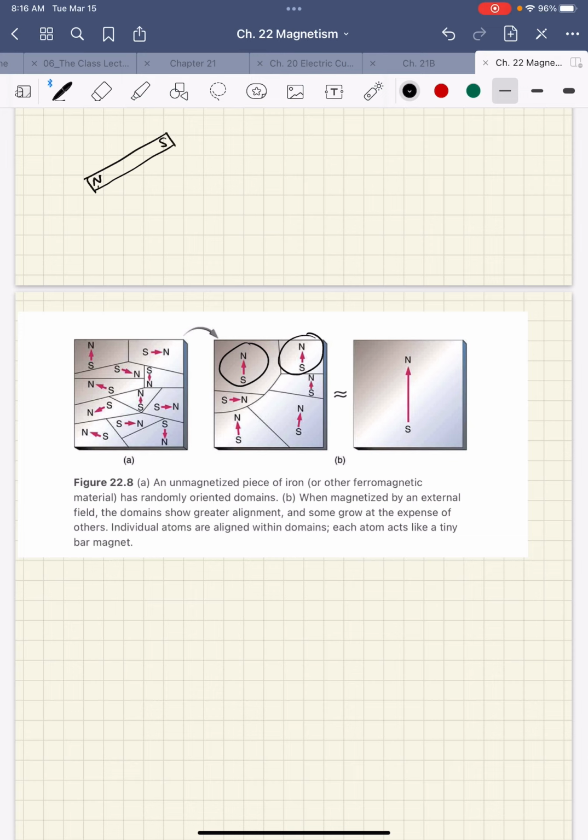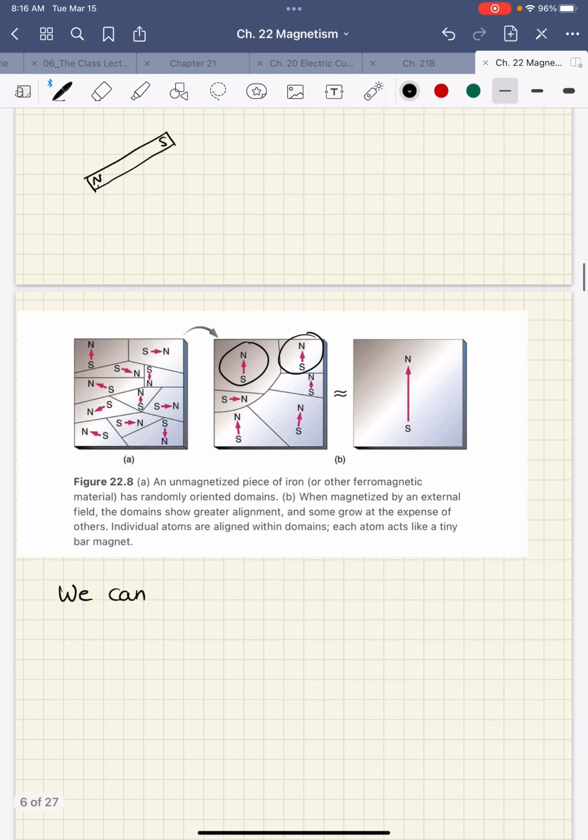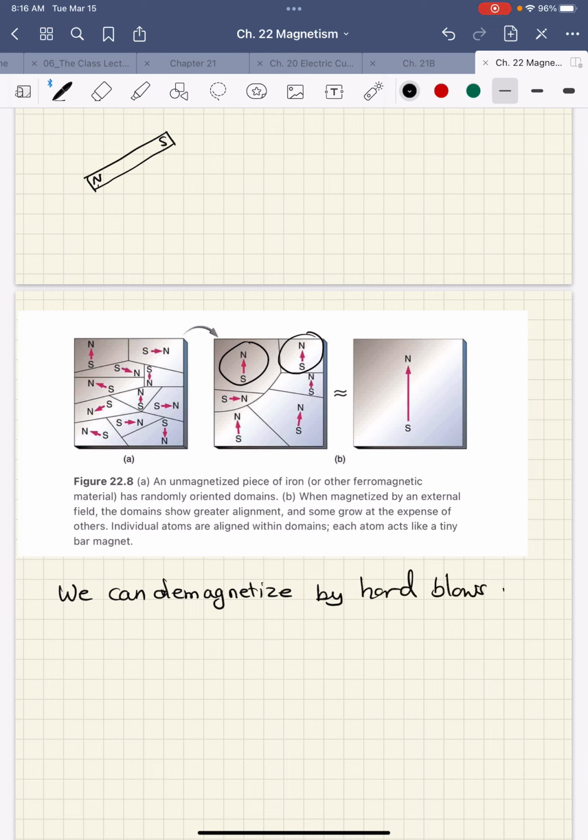Also, we can do the opposite. We can demagnetize, meaning removing the magnetism, by hard blows or by heating in the absence of another magnet.